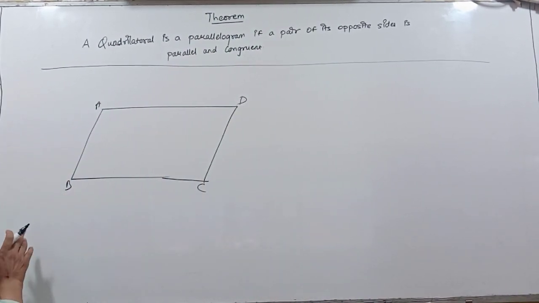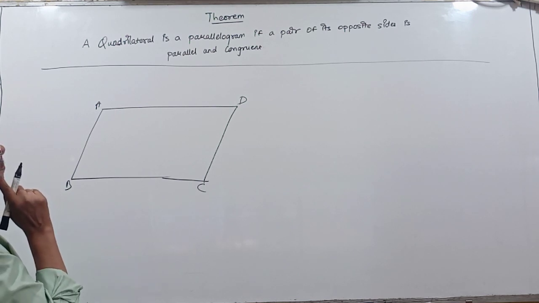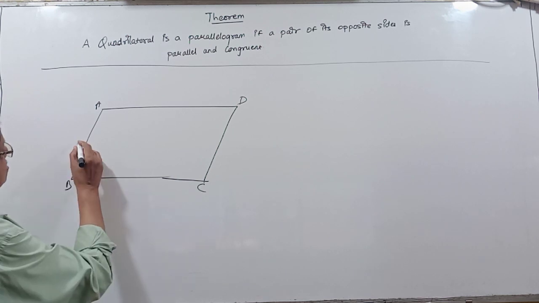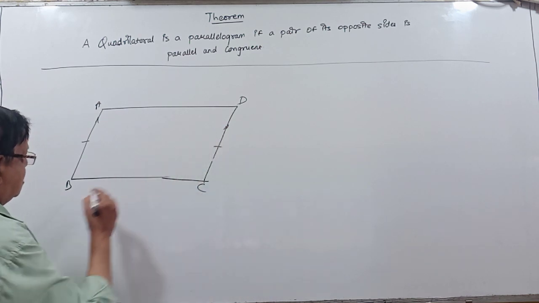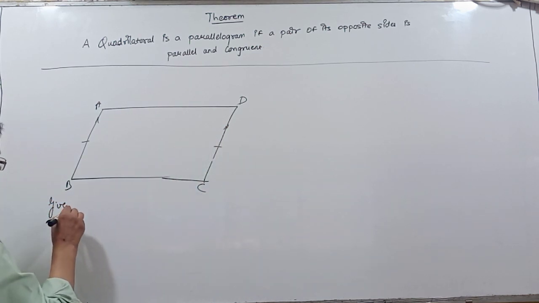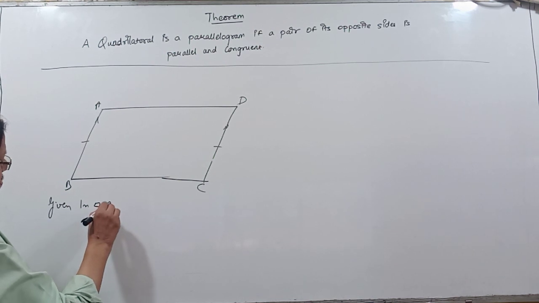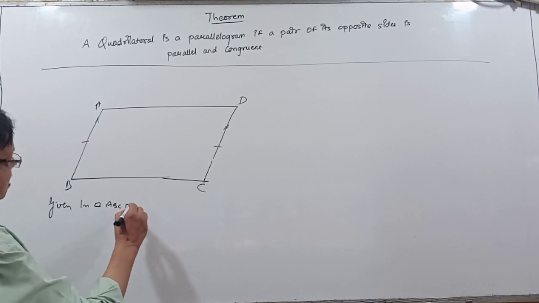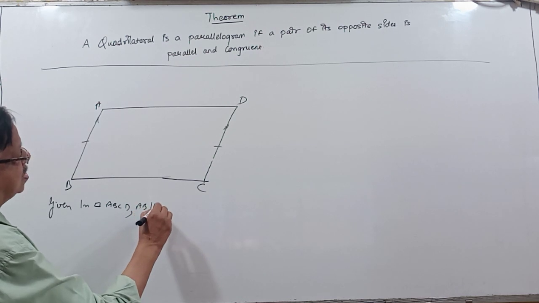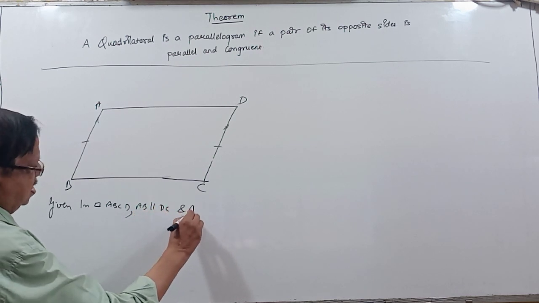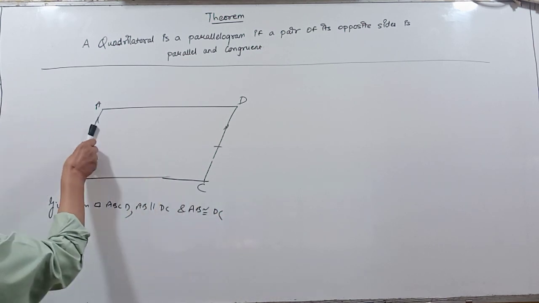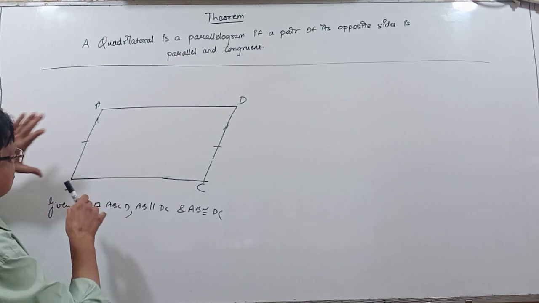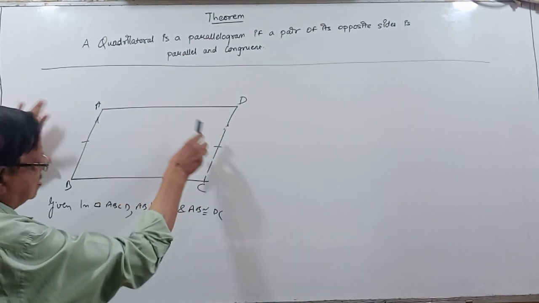One pair of opposite sides parallel and congruent. We will take this as congruent and this as parallel. So given, in quadrilateral ABCD, AB parallel to DC and AB congruent to DC. This is parallel as well as congruent. This is equal to this and this is parallel to this.